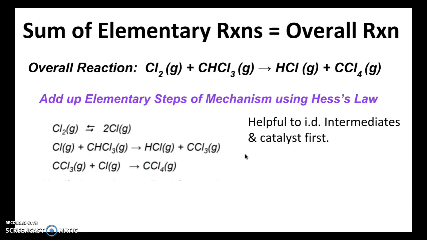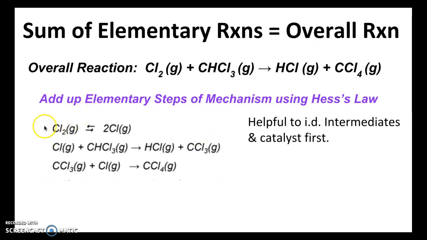Okay, let's look at one more example. So I want you to add up the elementary steps of this mechanism using Hess's law. And what's helpful here, because in the previous ones I've already identified the intermediates and the catalyst, it's helpful to identify those first. So let's first take a moment to review and look for intermediates and catalysts.